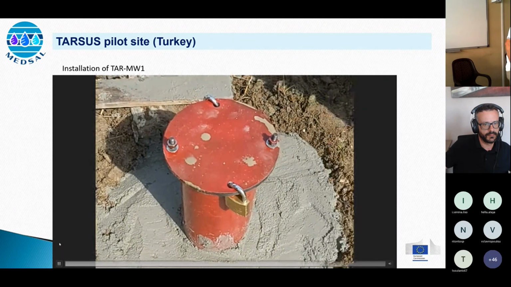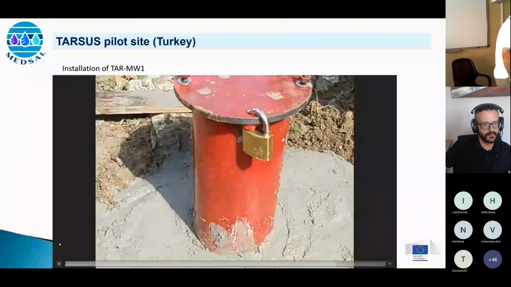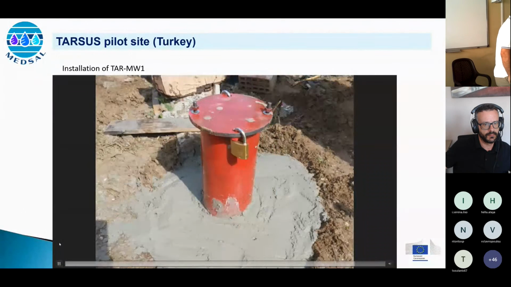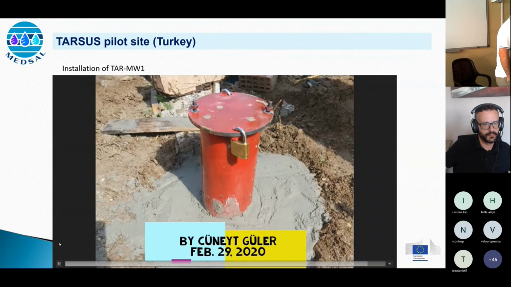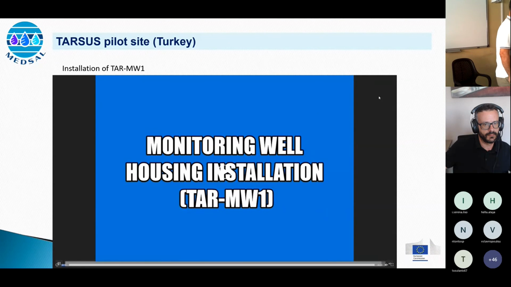Our purpose was to make the well less visible from the outside, but due to transmission problems, we had to add an antenna above this level. So it's about 1.7 meters high now.